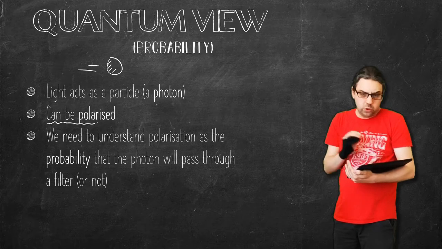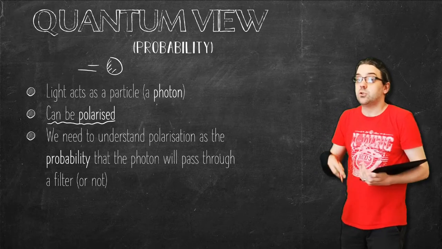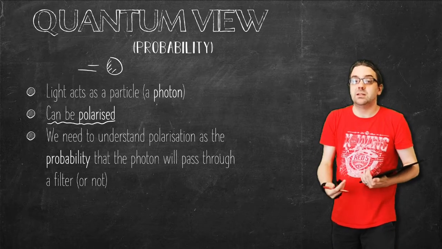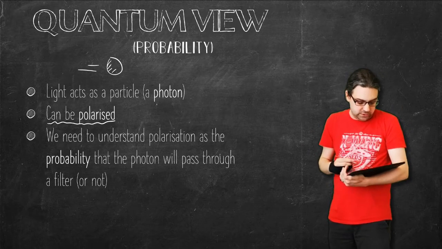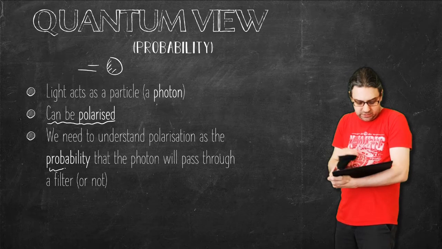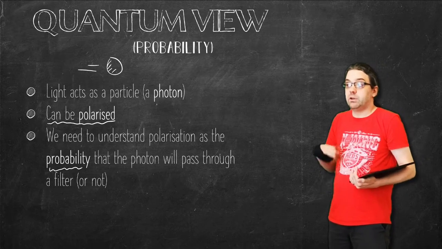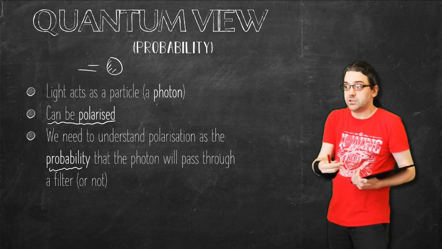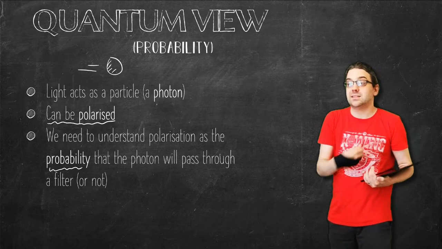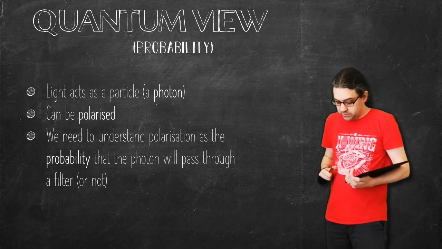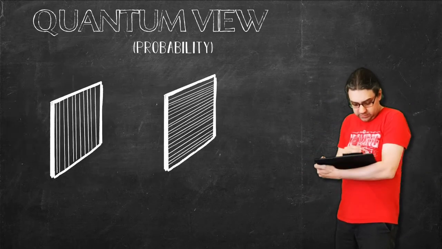It can still be polarized, but instead of thinking of it as oscillating in the field, here we need to think about it: what's the probability that it will be blocked by a polarization filter? So this is where we need to talk about probability and chance. We can't necessarily predict whether something will pass through this polarization filter, but we can say it has a 25% chance or a 50% chance, for instance.